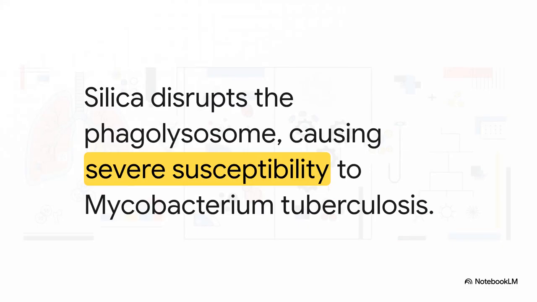Lock in this mechanism right now because it is an exceptionally high-yield clinical trap. The ingested silica physically disrupts the macrophage phagolysosome. This highly specific intracellular paralysis totally destroys the cellular immune system's primary defense mechanism against mycobacteria. Because of this, these patients are rendered profoundly susceptible to severe Mycobacterium tuberculosis infections.